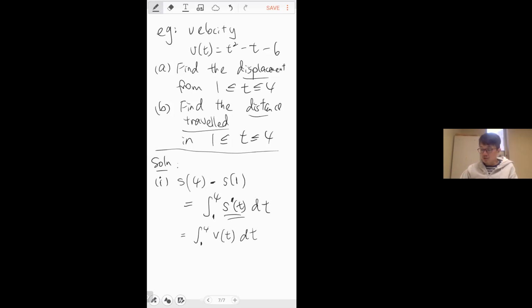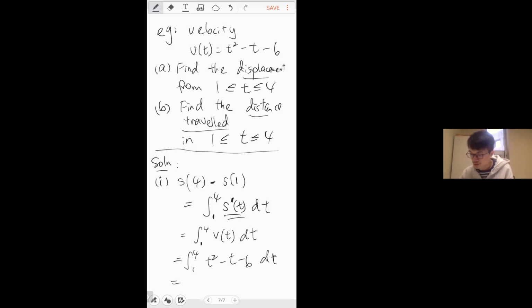So calculating the change in distance from 1 to 4 is the same as calculating the definite integral of the velocity from 1 to 4. And then the velocity function was given in the question, so I want to calculate this thing right here. Make sense?